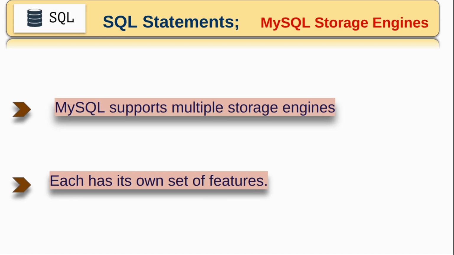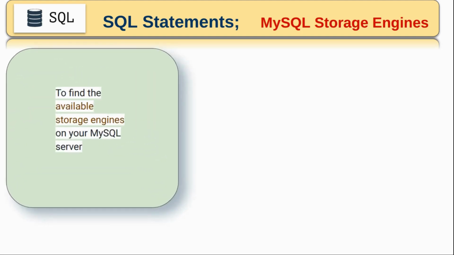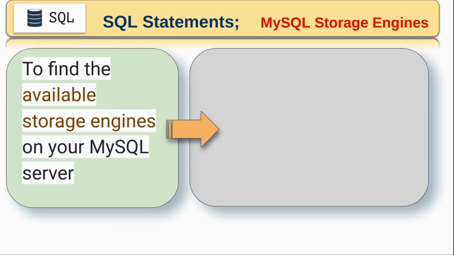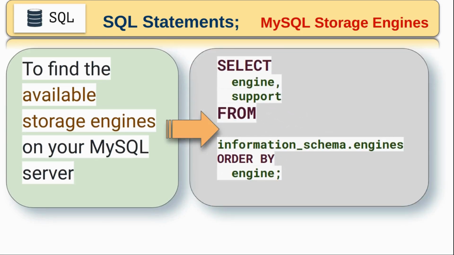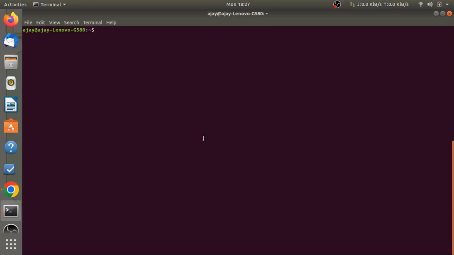So to find the available storage engines on your MySQL server, we can use a query like this one: select engine, support from information_schema.engines order by engine, right? We can practice this query on my terminal. So let's start.